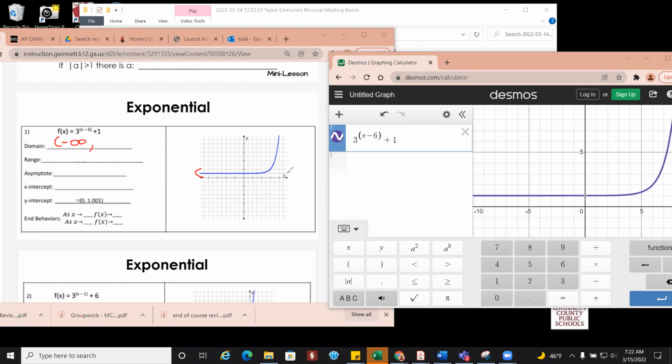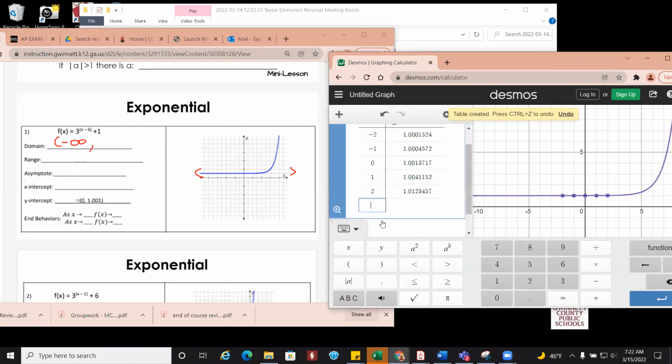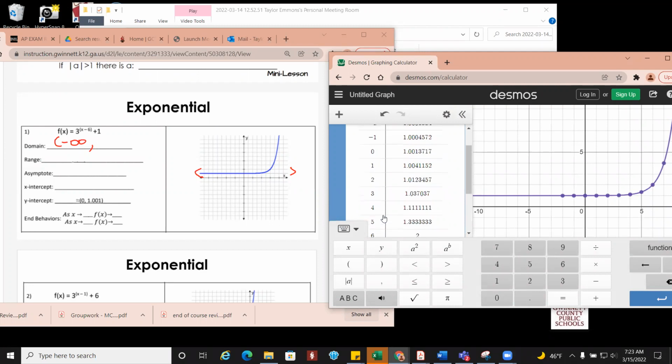How far right do our x values go? Well, they just keep going, right? If I look at my table from my Desmos, I could just keep typing in more numbers and it would keep producing some y value. That's how I know my domain keeps going on forever and ever. So we're going to represent this by positive infinity.